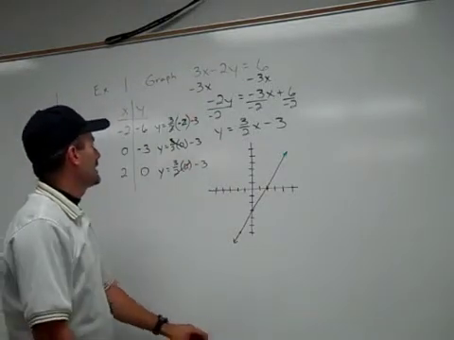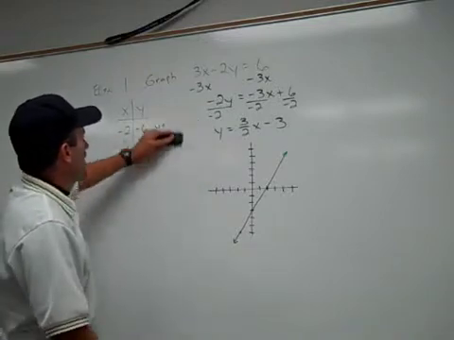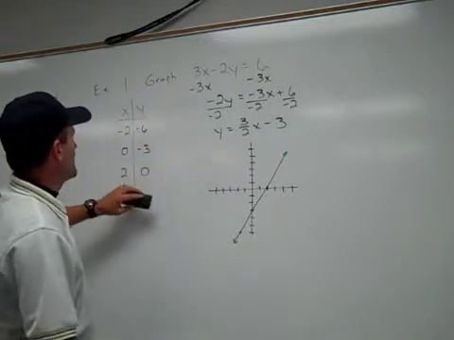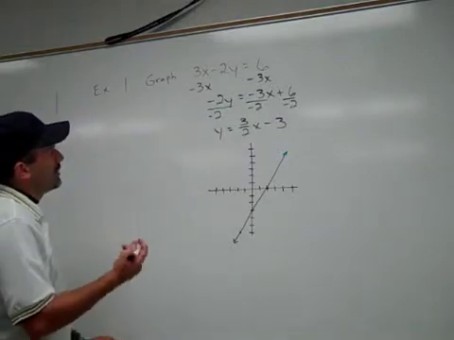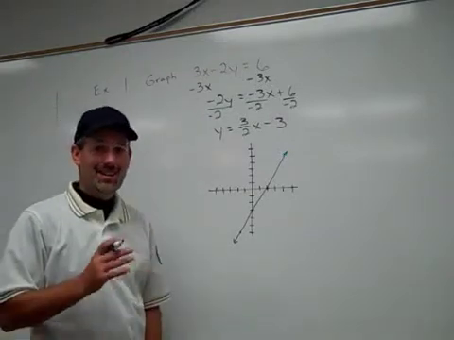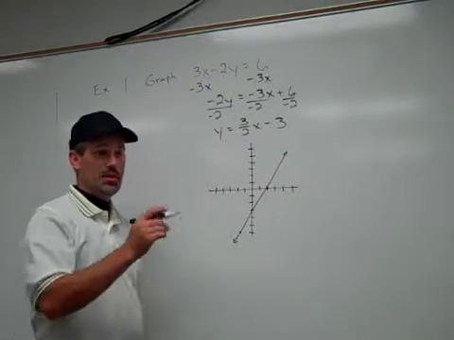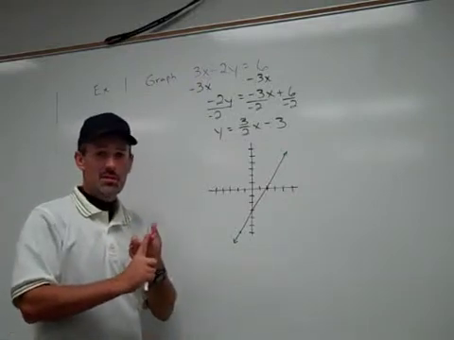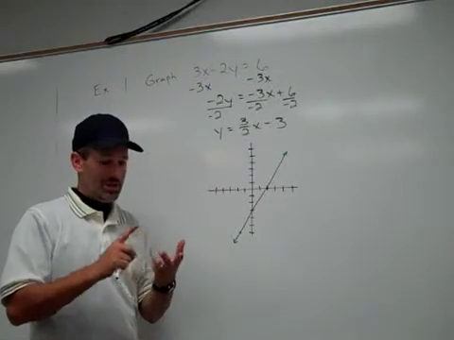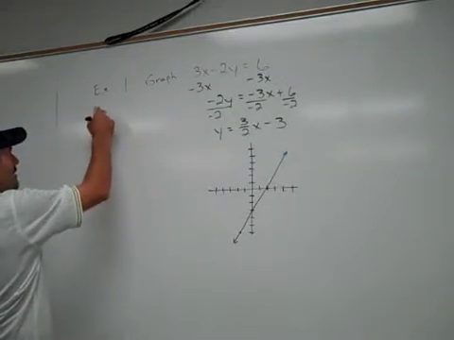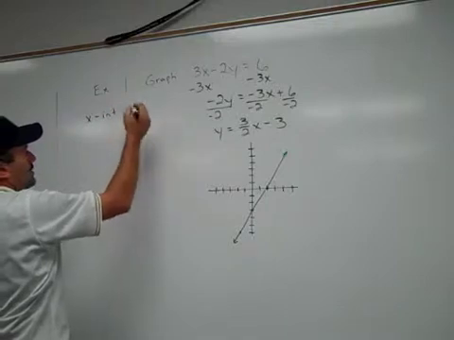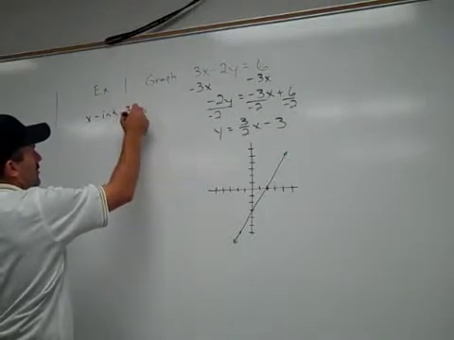Another method for doing this particular problem is that this equation is in standard form. So when an equation is in standard form, we can actually find the intercepts very easily. If you remember, to find the x-intercept, we know that y equals 0, and to find the y-intercept, we know that x equals 0. So if I want to find the x-intercept, I can just plug in a 0 for y.